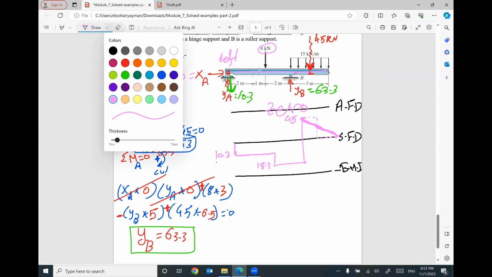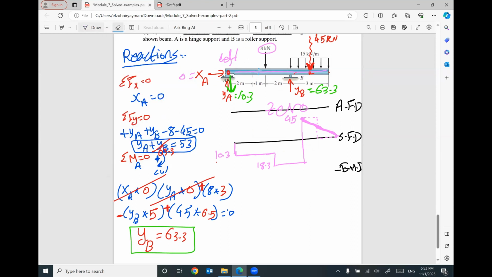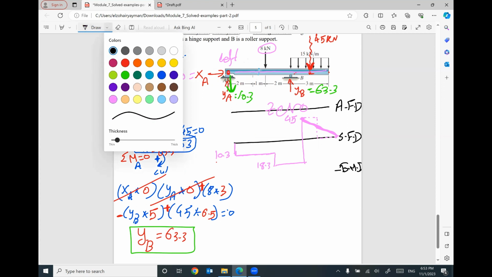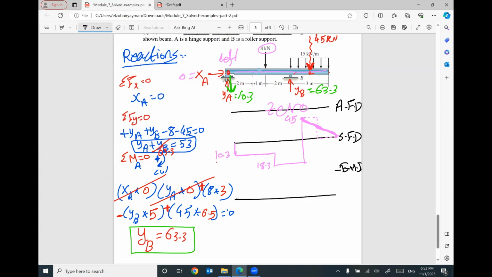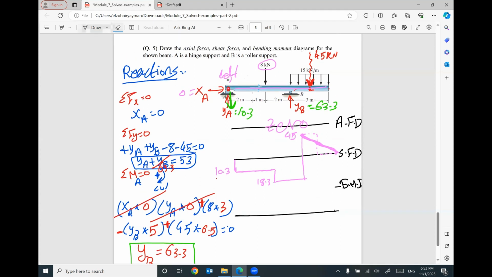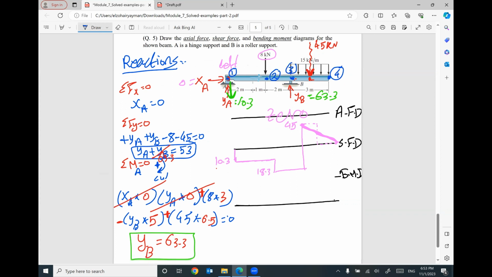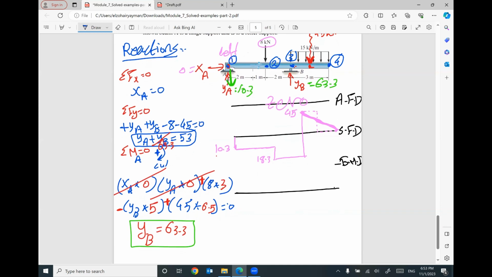If you would like to draw your bending moment diagram, everything will be the same. No change. I need values at the beginning, 1, at this concentrated load, 2, at this position, 3, and the end of the beam, 4. M1 will equal 0. We don't have a value here at the beginning. M2 will equal M1 plus area of shear force diagram between 1 and 2.